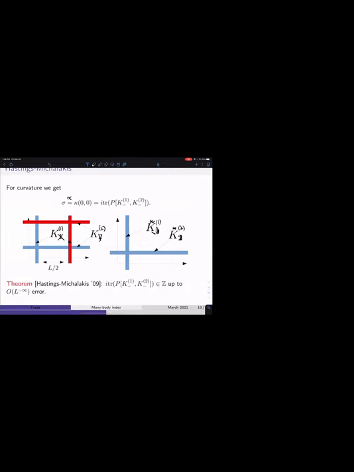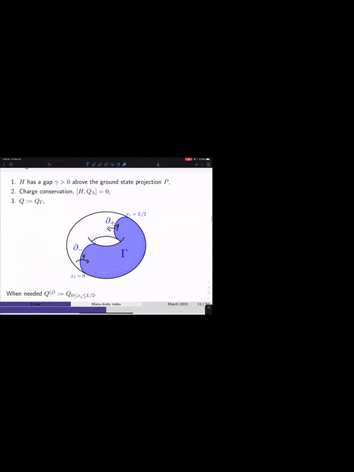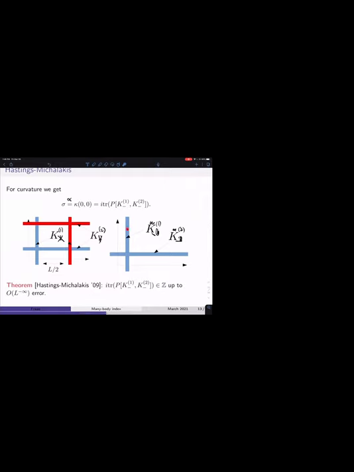So the k1 minus and k2 minus are located on the edges. So this is an object that is associated to the edge of the region of the half torus, so on this D minus boundary. So they are located on these two regions. So the commutator is located only at the origin.